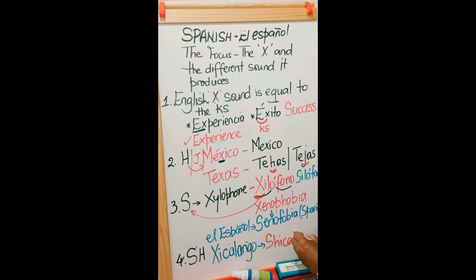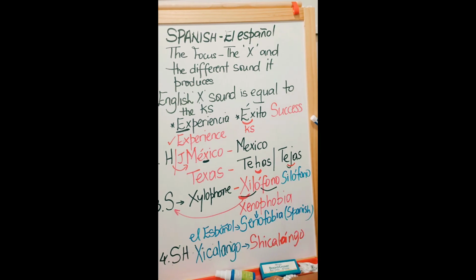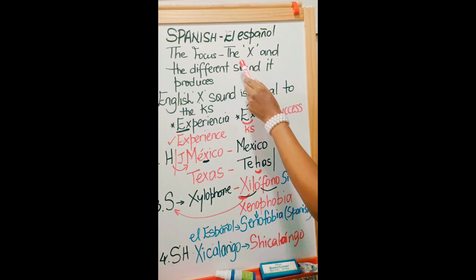SHICALÁNGO, with an accent over the A. Yes? Shikalango. All right? This would conclude our exercise looking at the Spanish letter X. Let me just recap a little bit. We're talking about the X and the different sounds it produces, yes?